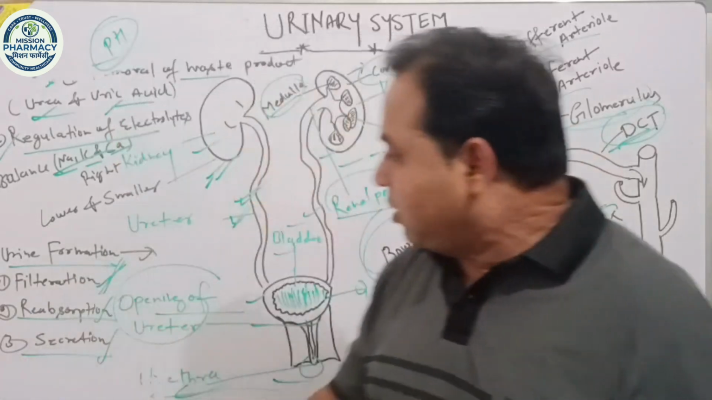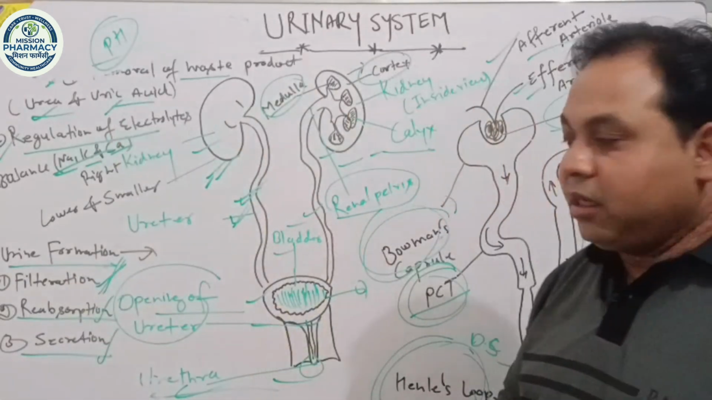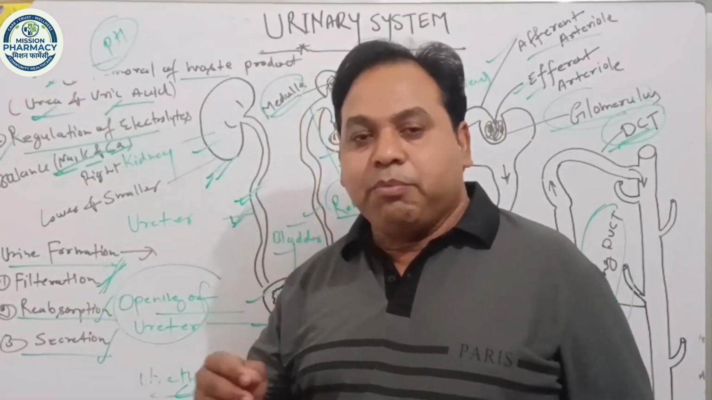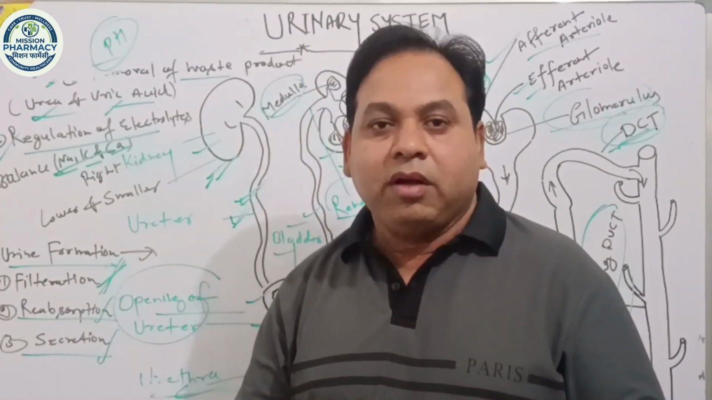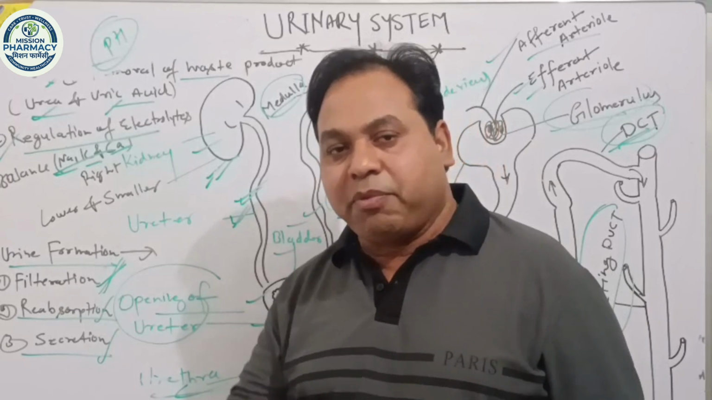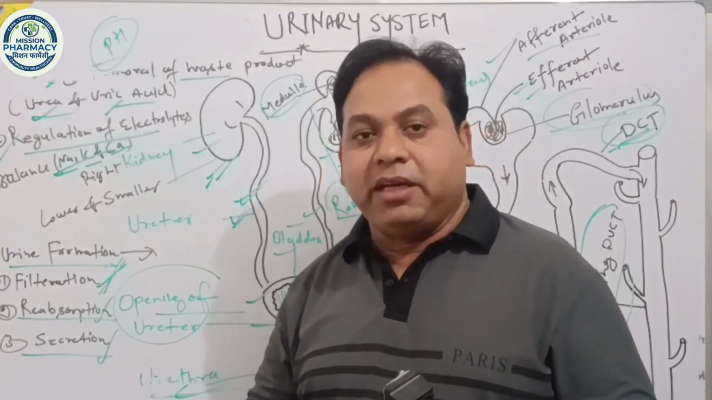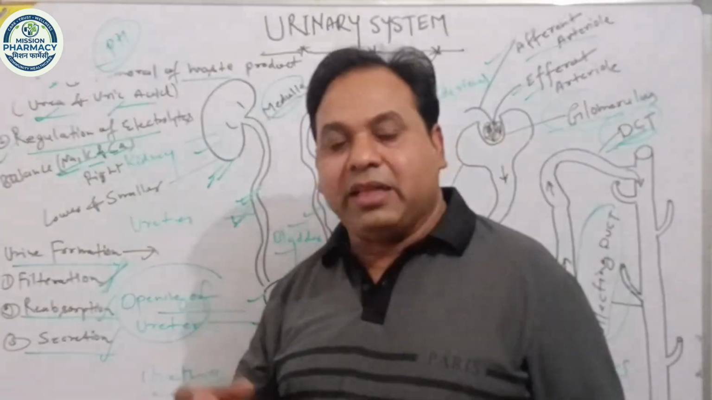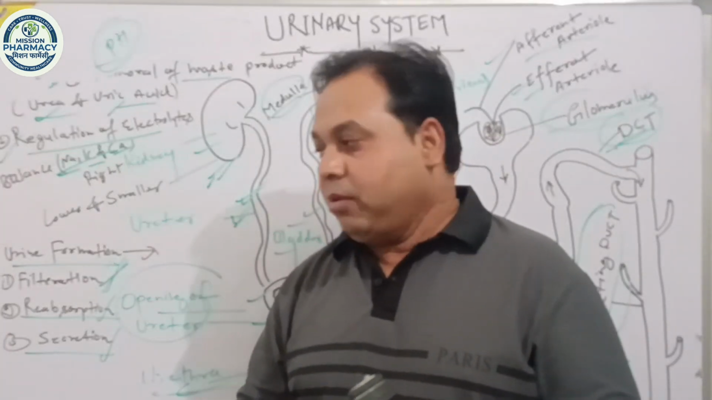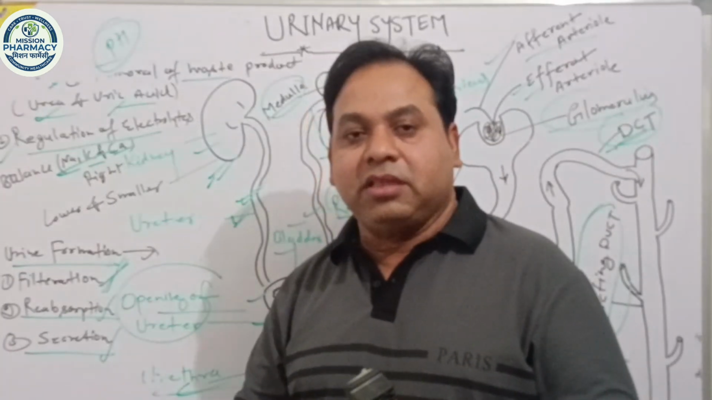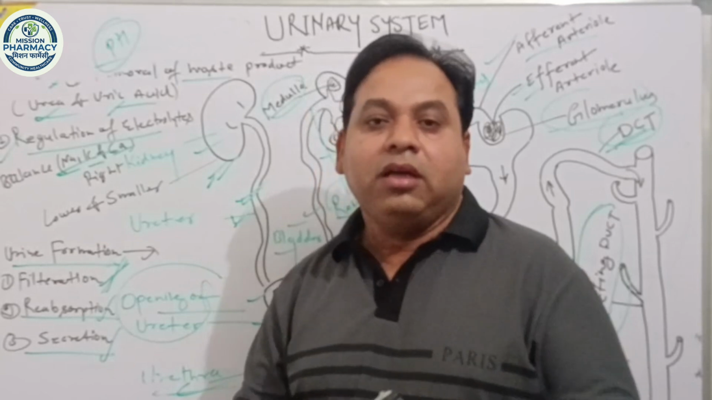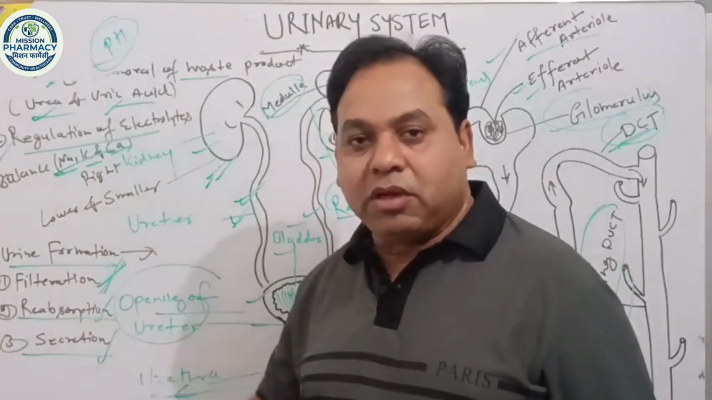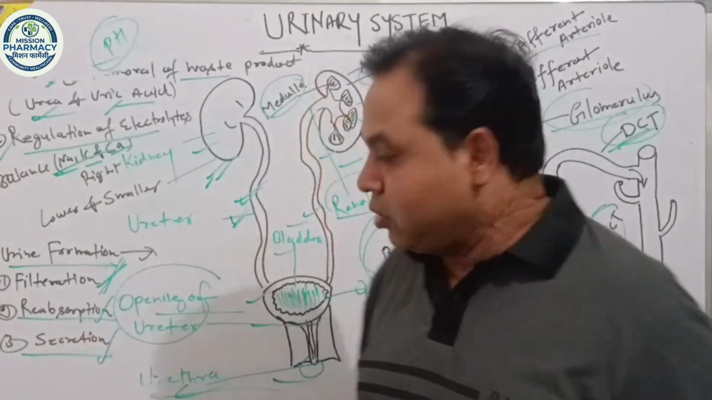The second step is reabsorption. In reabsorption, after filtration, the important constituents which are further usable for the body are taken back, and the waste material just passes out. In secretion, finally all the remaining substances come out in the urine, and excess water also comes out in the secretion process.